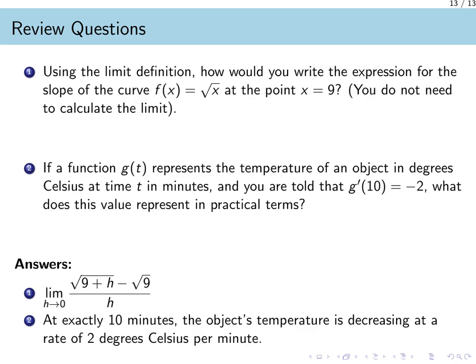The second question asks for a practical interpretation. If a function g of t represents an object's temperature over time, what does it mean if g prime of 10 equals -2? This tests your understanding of the derivative as an instantaneous rate of change, telling us how quickly the temperature is changing at that exact moment. Take a moment to pause and think through your answers, as translating between the math and its meaning is a crucial skill.